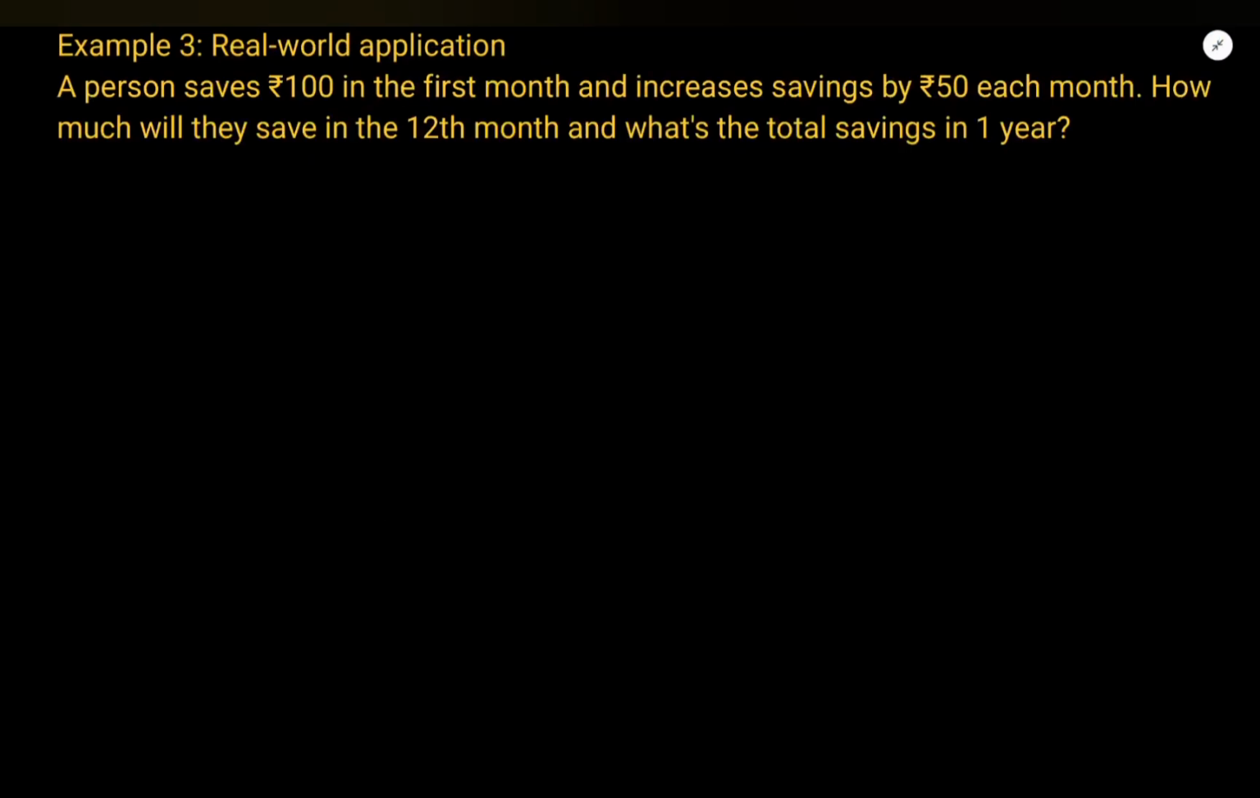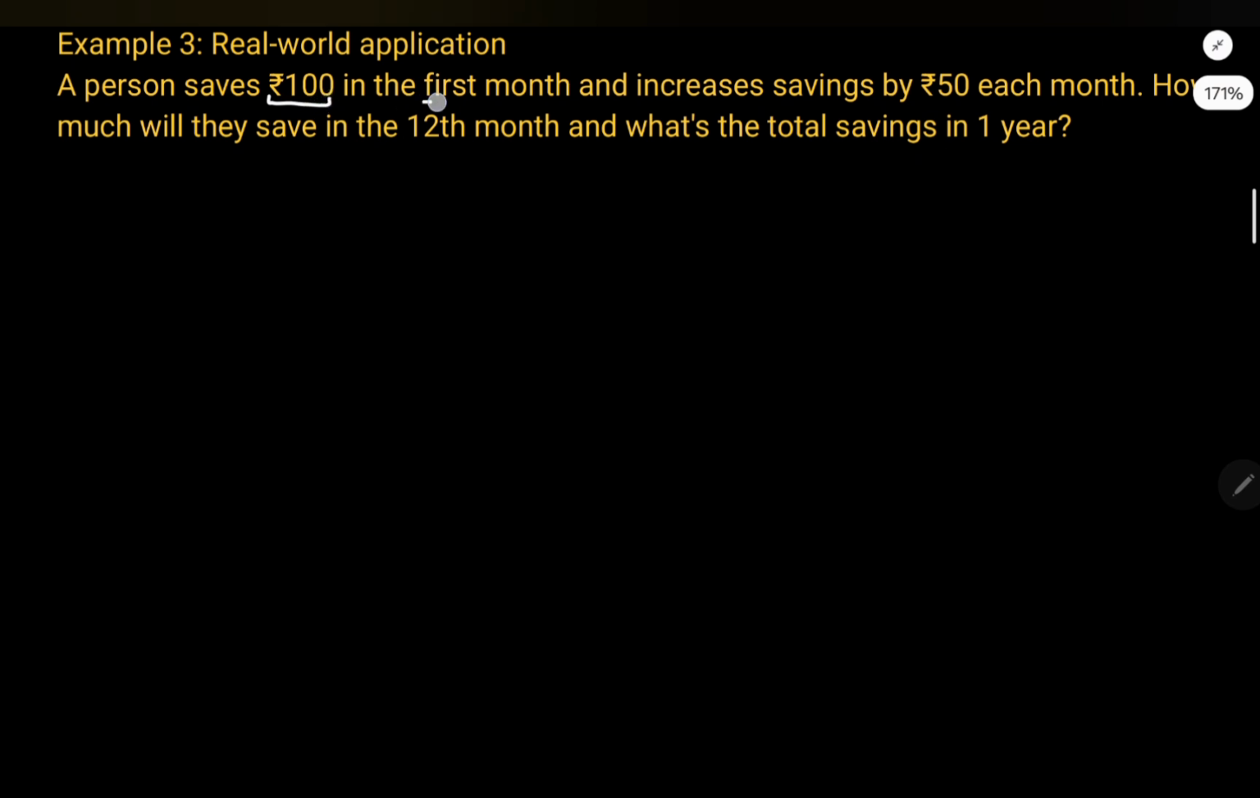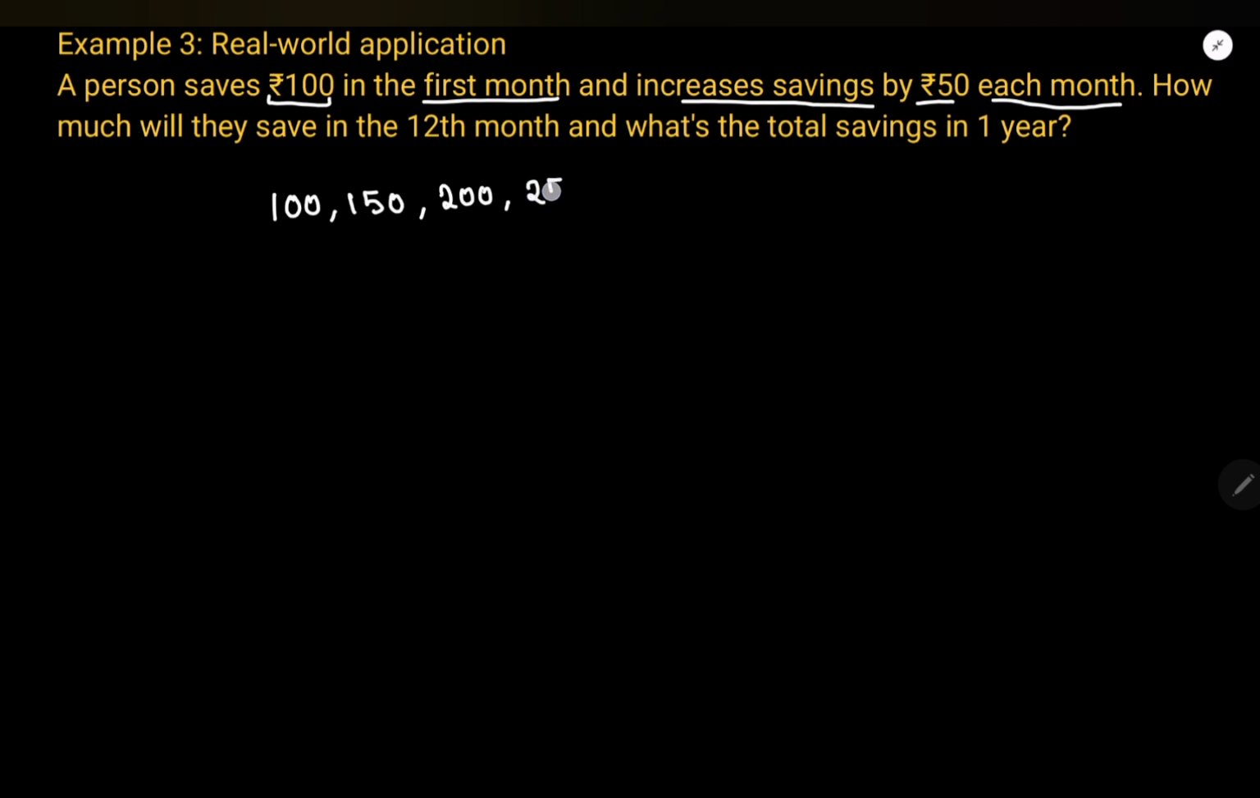Then we have one real world example. A person saves rupees 100 in the first month, increases savings by rupees 50 each month. Okay, so in the first month, suppose he saved 100, then he is increasing savings by rupees 50 each month. Next month, how much would he save? He would save 150, right? And after that he would save 200 in the third month. In the fourth month he would save 250, and so on.